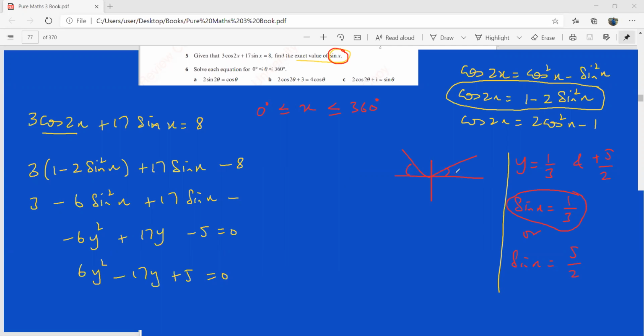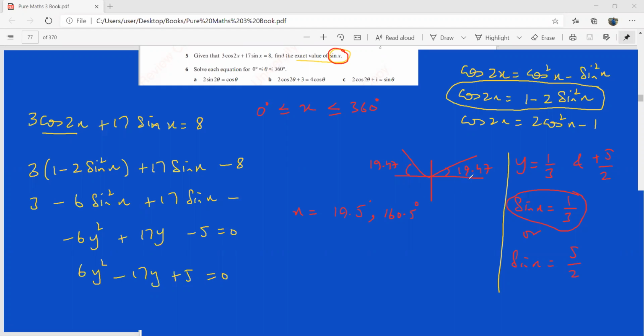Please tell me what is sine inverse of 1 over 3? Sir, but they asked for the exact value. 19.47. Okay. So this is your x, one is 19.5 and the other one is going to be 160.5.